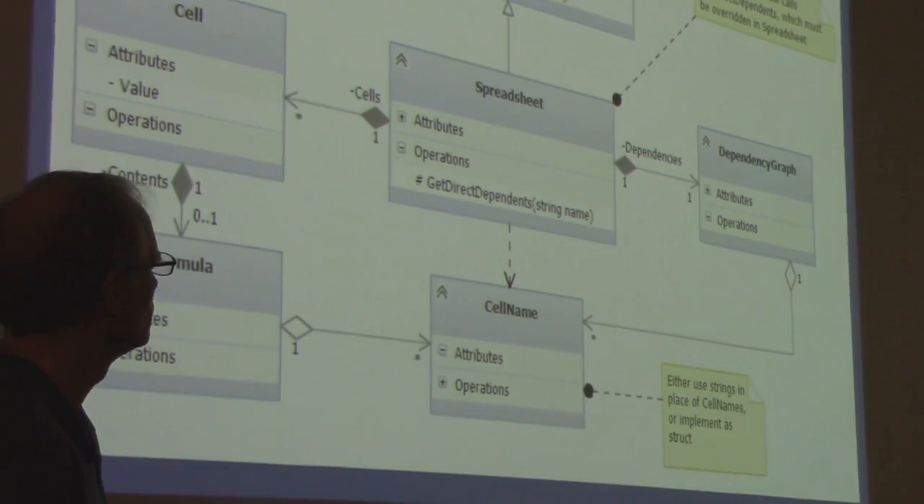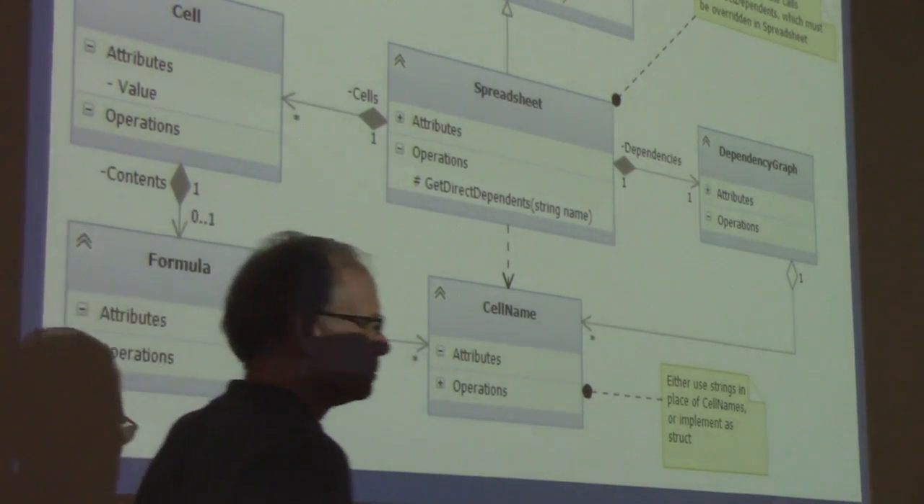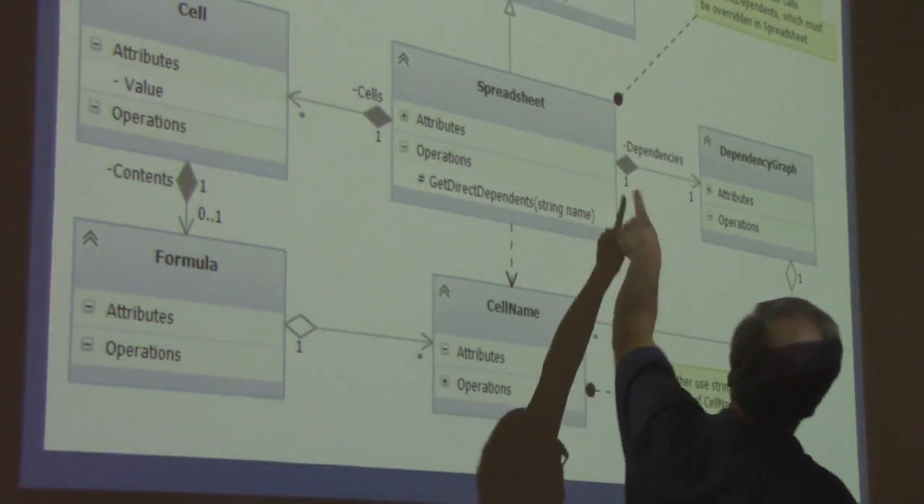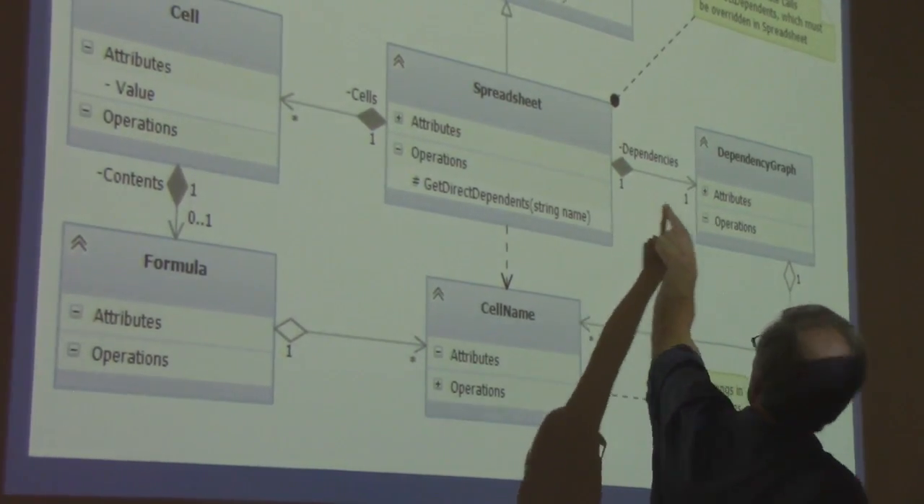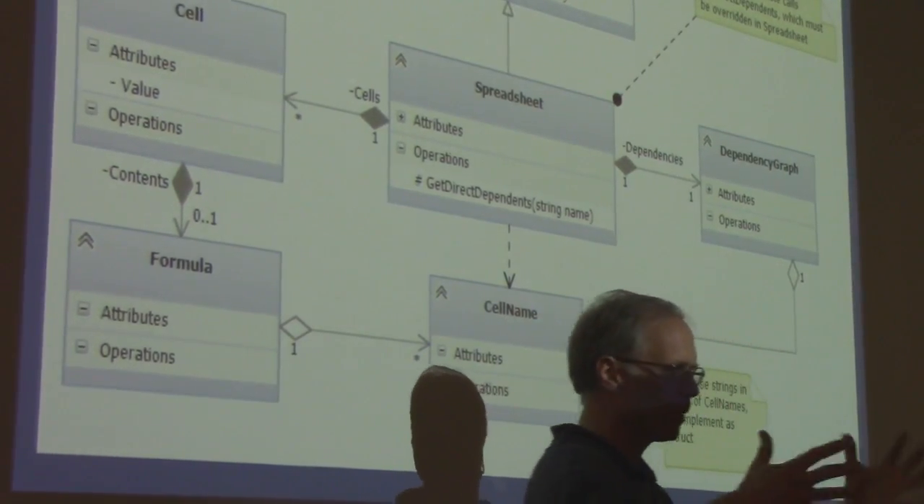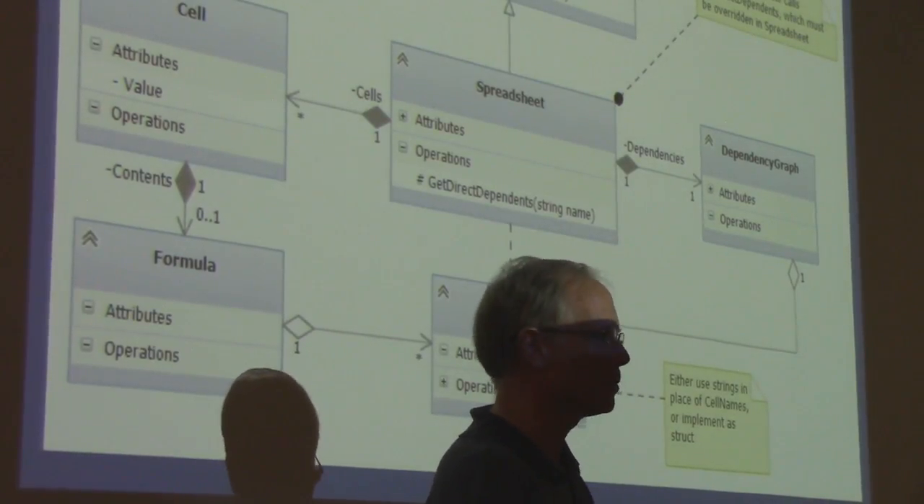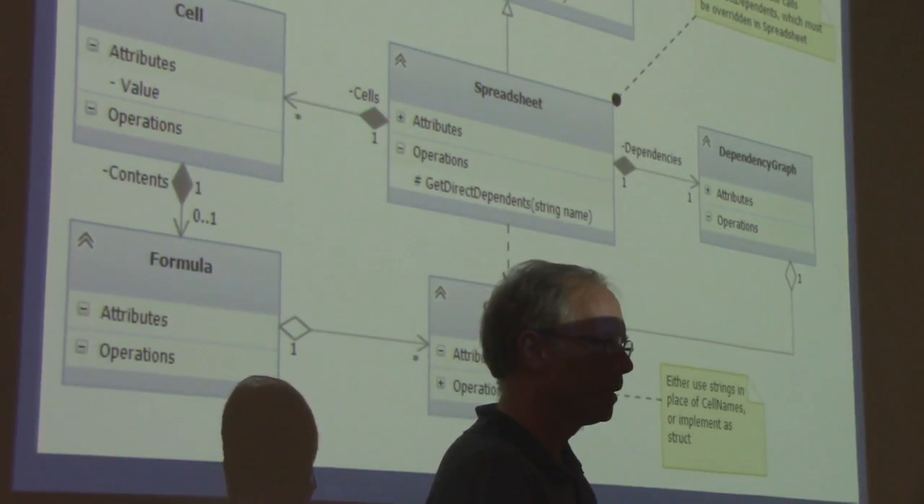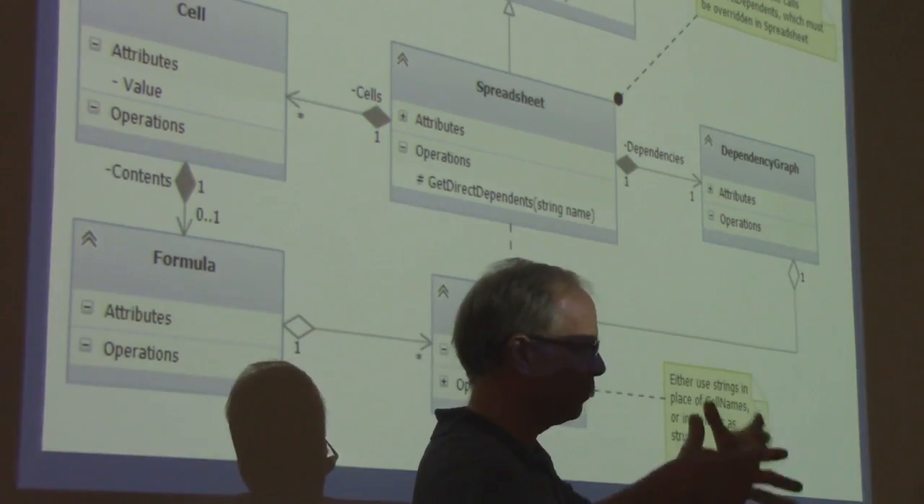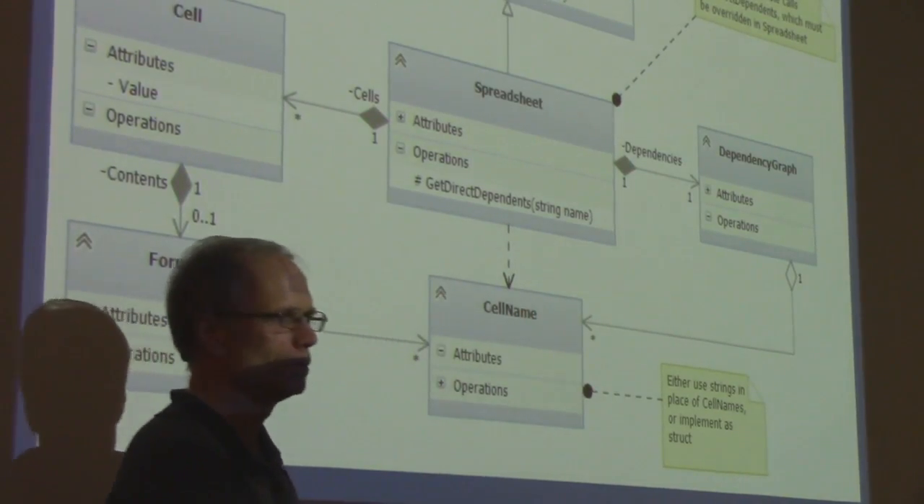There's only one dependency graph per spreadsheet, and each spreadsheet has a dependency graph. There's a one-to-one relationship between dependency graph and spreadsheet. So you wouldn't expect two spreadsheets to share the same dependency graph. And a dependency graph isn't really meaningful unless it's associated with a spreadsheet.